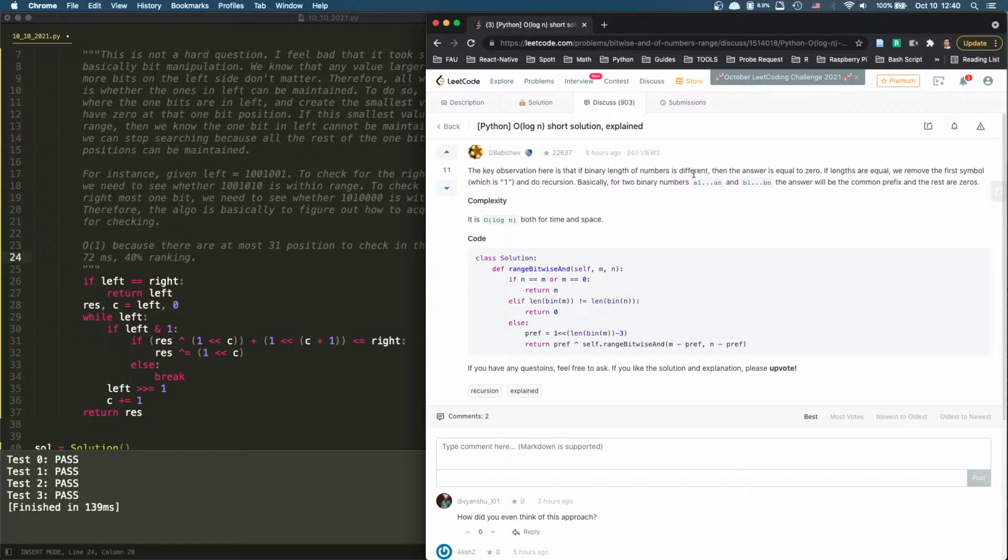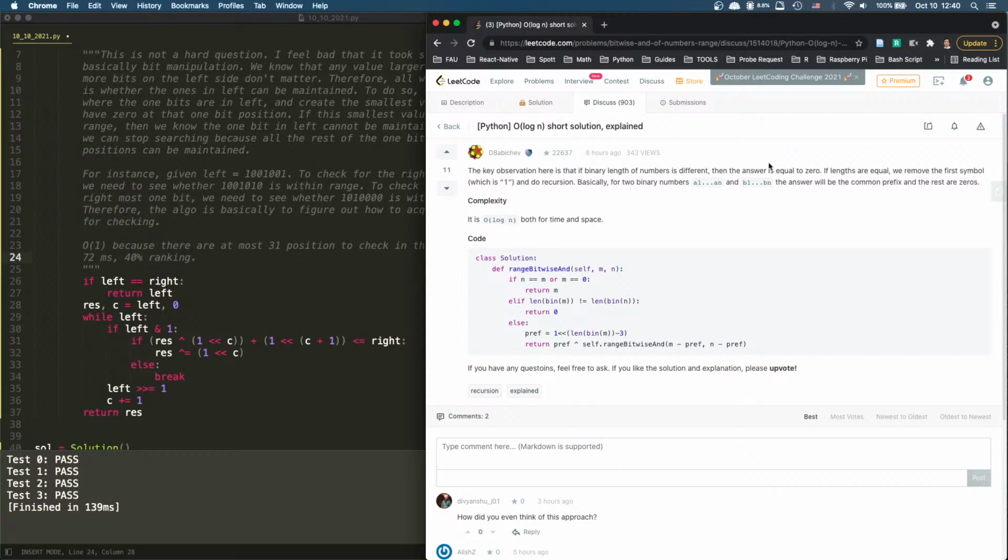If the binary length of the numbers is different, then the answer is equal to 0. If lengths are equal... Oh, if the binary length is different. How did I not see that? If the binary length is different. Yeah, I didn't see that.